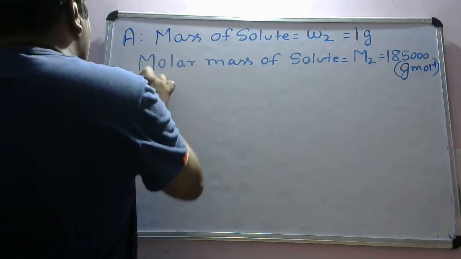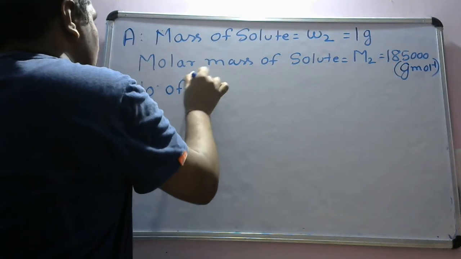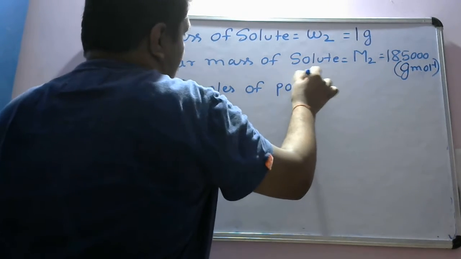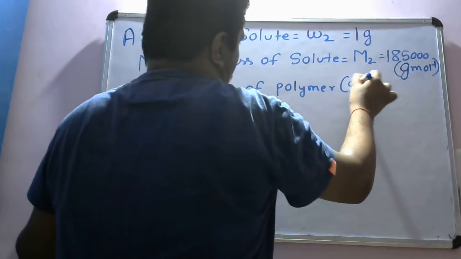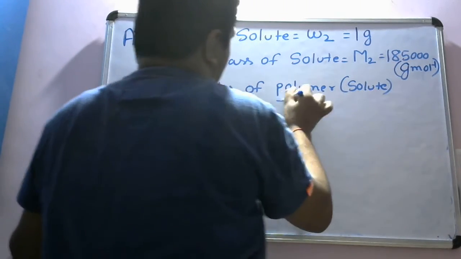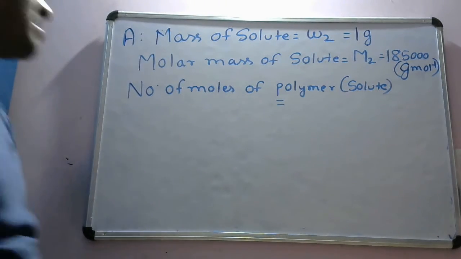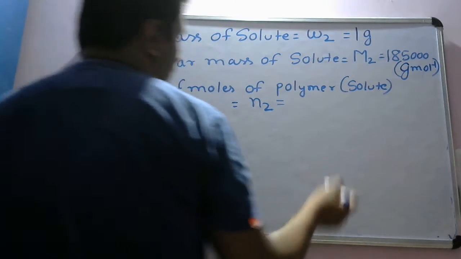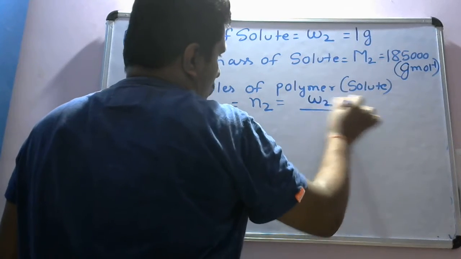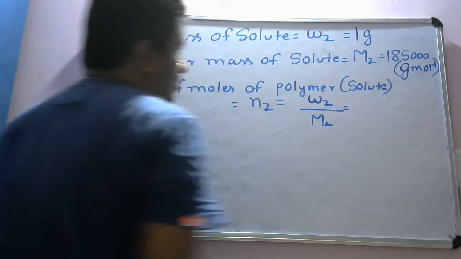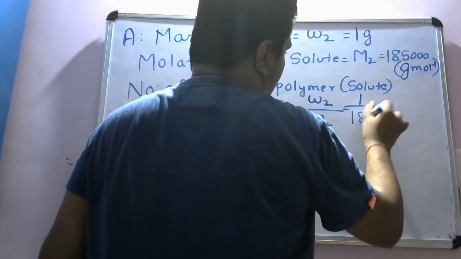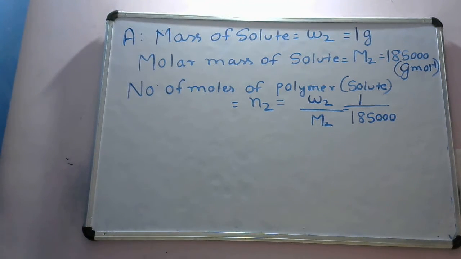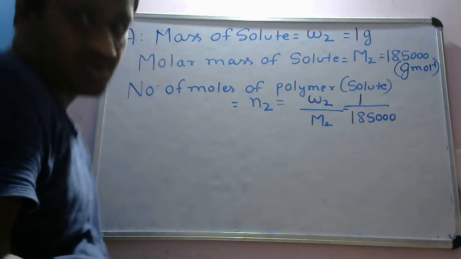Now we can calculate the number of moles of polymer. Polymer is our solute. The number of moles of solute, N2, is the given mass W2 by molar mass M2. So we can calculate 1 by 185,000, that is the number of moles we got.